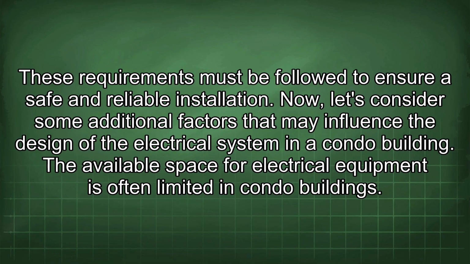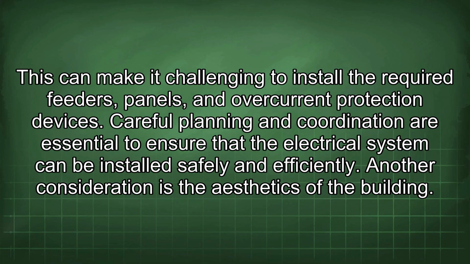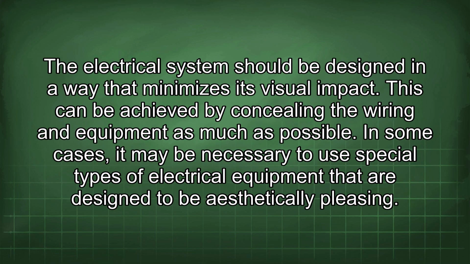Now, let's consider some additional factors that may influence the design of the electrical system in a condo building. The available space for electrical equipment is often limited in condo buildings. This can make it challenging to install the required feeders, panels, and overcurrent protection devices. Careful planning and coordination are essential to ensure that the electrical system can be installed safely and efficiently. Another consideration is the aesthetics of the building. The electrical system should be designed in a way that minimizes its visual impact. This can be achieved by concealing the wiring and equipment as much as possible.